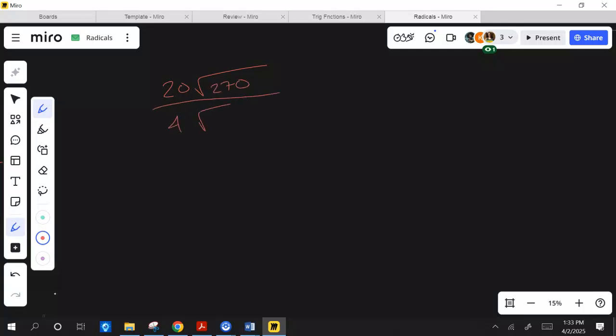I am probably going to look at this one and go, you know what? 270 divided by 3 is a nice whole even number. I would probably do that, as is 20 divided by 4, right? 5. What is 270 divided by 3? How many times does 3 go into 27? 90. All right.